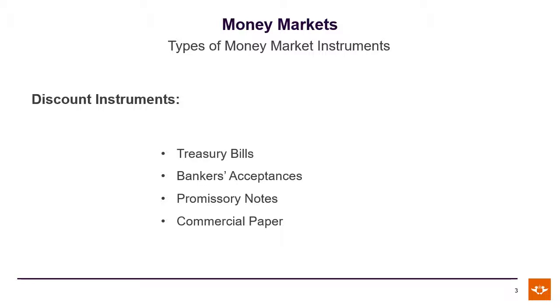We're going to start by looking at discount instruments, here particularly at straight discount instruments, and we're focusing our attention on treasury bills, bankers' acceptances, promissory notes, and commercial paper.